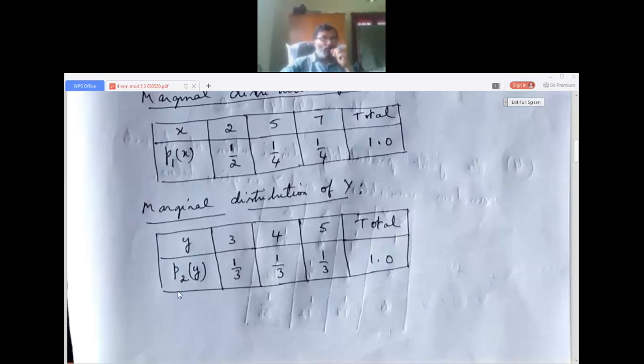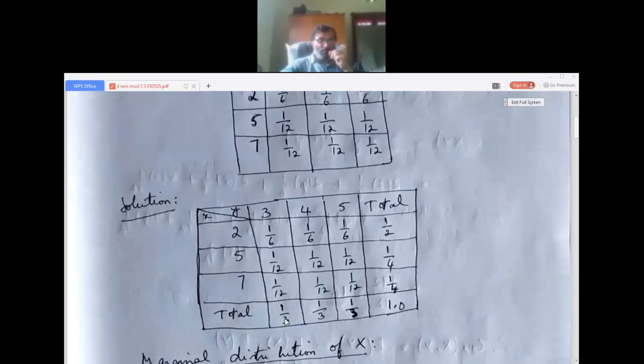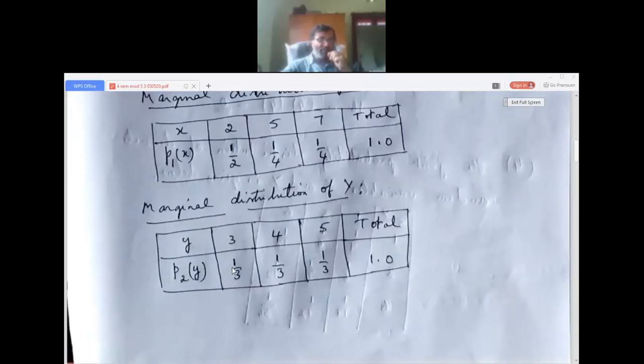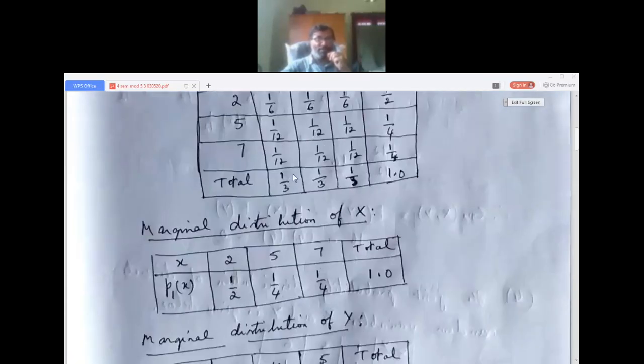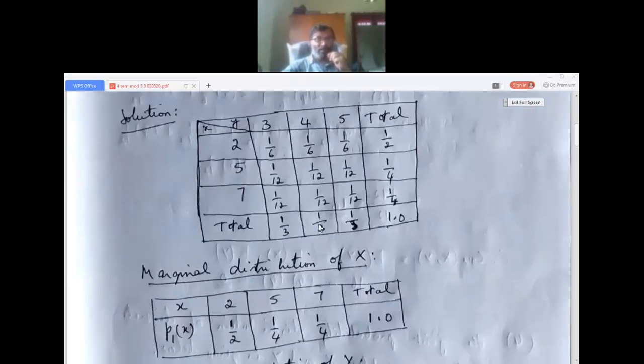P2 of y will be, for y value 3, P2 of y is 1 by 3. For y value 4, the value is 1 by 3. For y value 5, it is 1 by 3. You can check whether I am correct. As I am telling again, when y value is 3, P2 of y is 1 by 3, as written in the table.